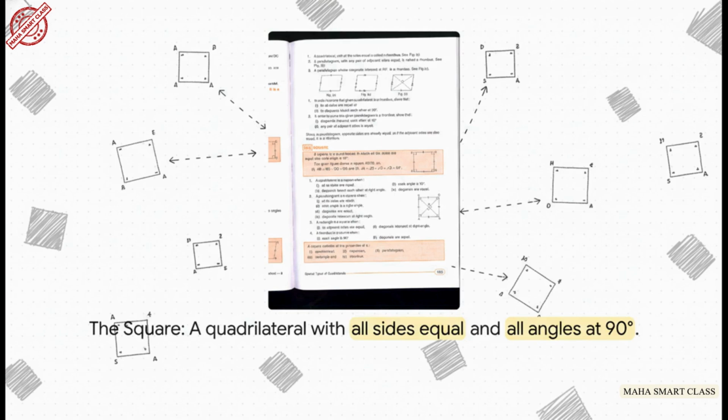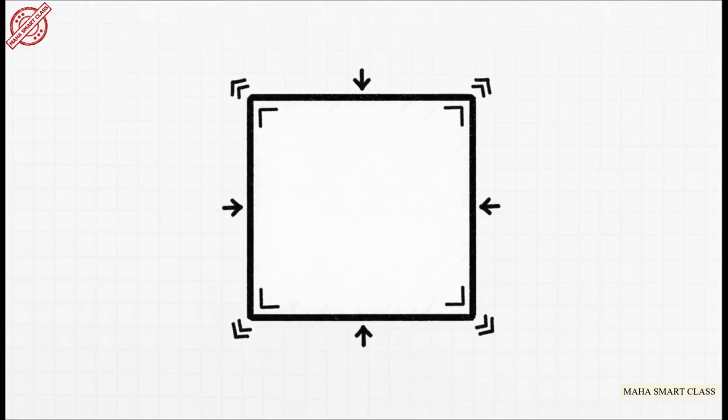It's the only shape that satisfies both of those tough conditions at the same time. All its sides are equal, and all its angles are 90 degrees. And this is the key takeaway. A square isn't just a square. Because its angles are 90 degrees, it's also a rectangle. Because its sides are equal, it's also a rhombus. And because its opposite sides are parallel, it's also a parallelogram. It inherits every single superpower from every ancestor in its family tree.